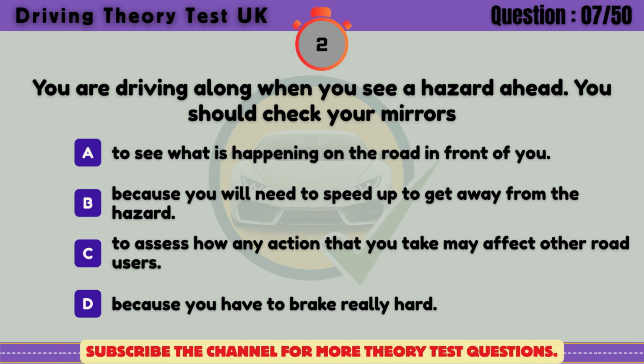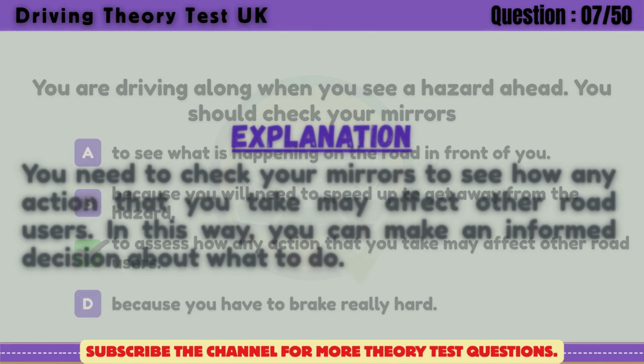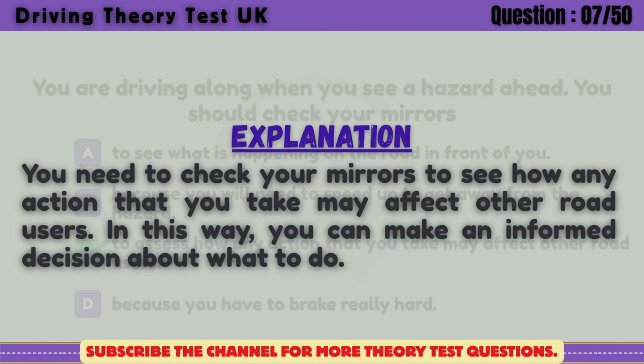Answer is C. To assess how any action that you take may affect other road users, you need to check your mirrors to see how any action that you take may affect other road users. In this way, you can make an informed decision about what to do.